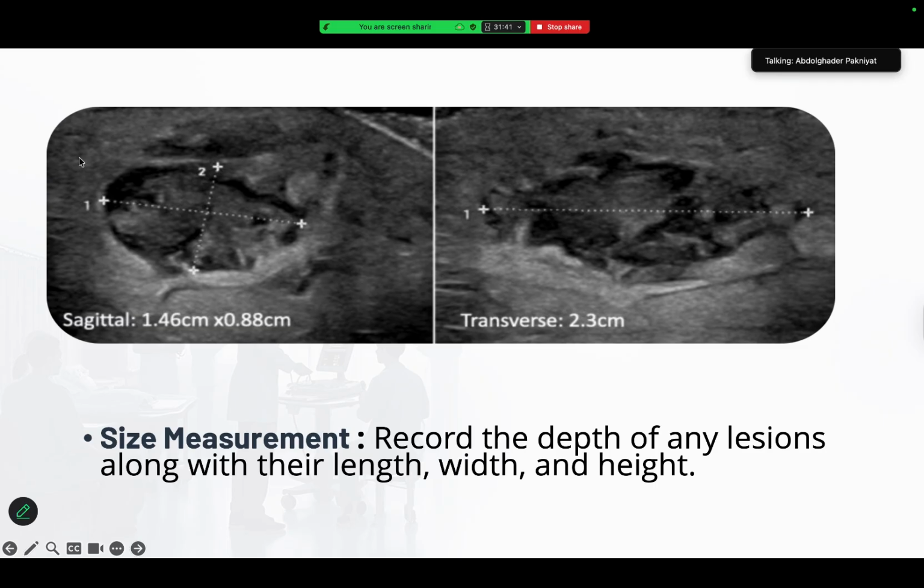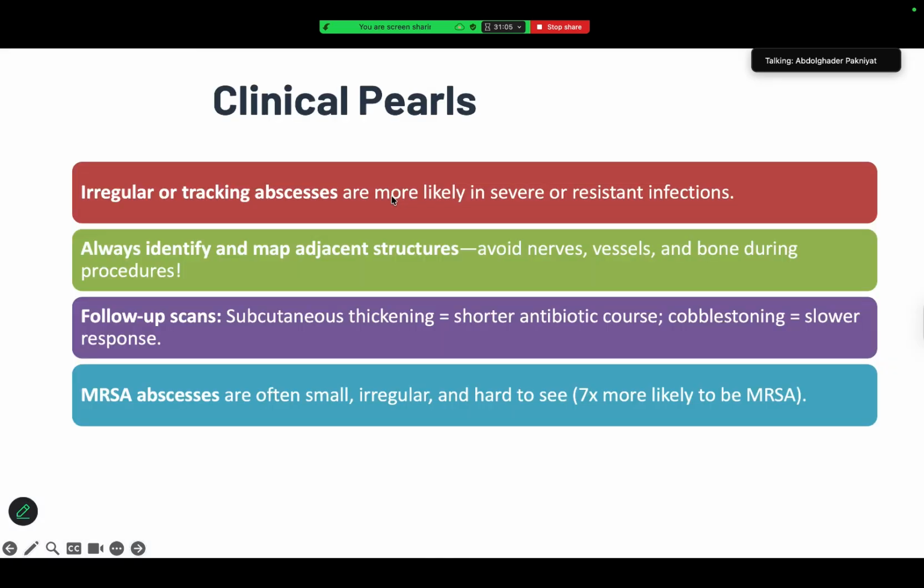So when you find a lesion, you need to measure what you find. You need to record the depth of the lesion, and also the length, the width, and the height of the lesion. And we always need to record what we find for medical legal issues. So we need to record our images and measure them, and record it in the file. For the measurement, you need to record the depth, length, width, and the height.